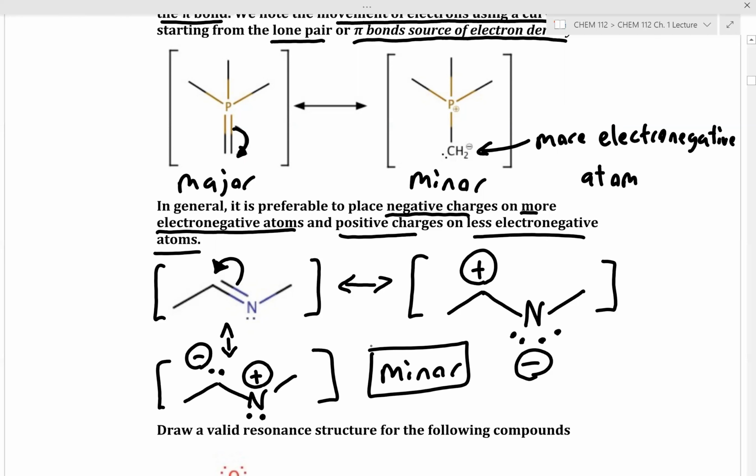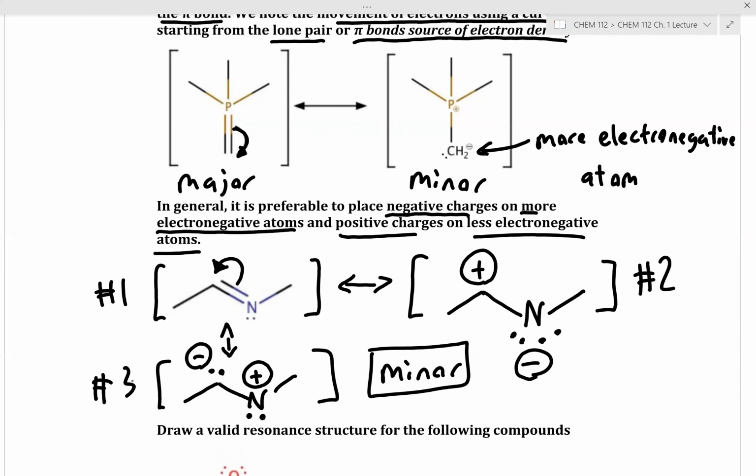If we had to pick, so if this is number 1, what would be the second most valid structure? If we had to pick from these two terrible structures, what would be the second most valid? Exactly, the top right, the structure with the negative charge on the nitrogen. Why? Nitrogen is more electronegative. So we're using similar logic to what we've used to assess Lewis structures to assess resonance structures.